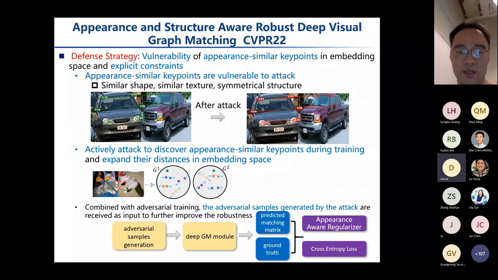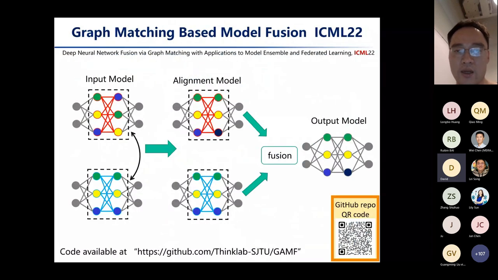I think this year has just ended with NeurIPS, and I don't find any other works that can surpass our performance. And also this is our ICML paper this year, which tries to fuse two different neural networks with identical structures. It's about model fusion.